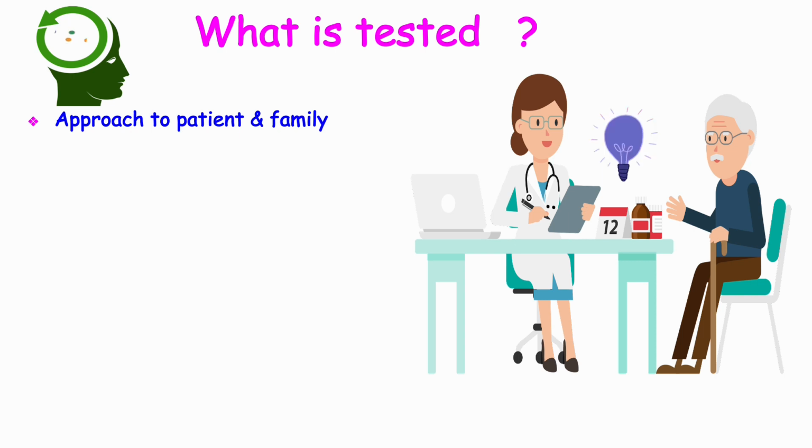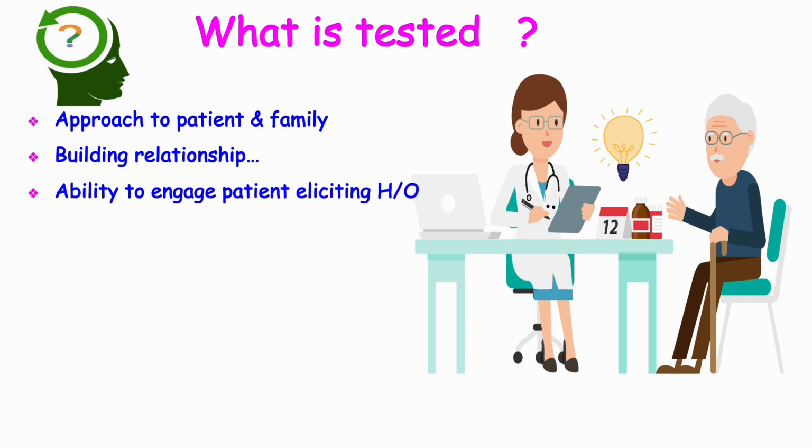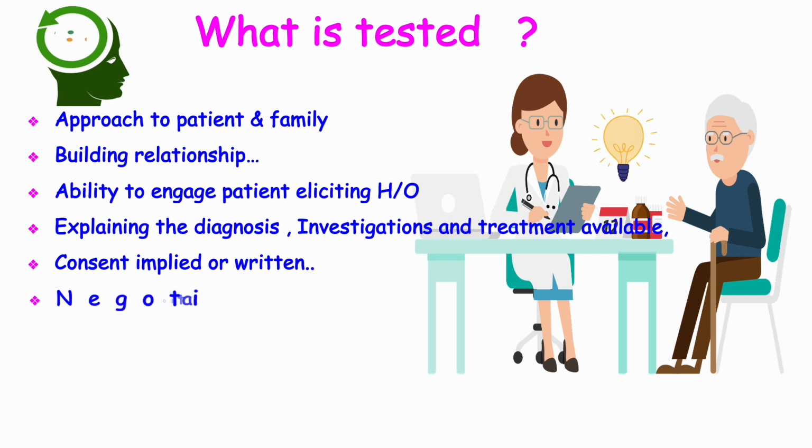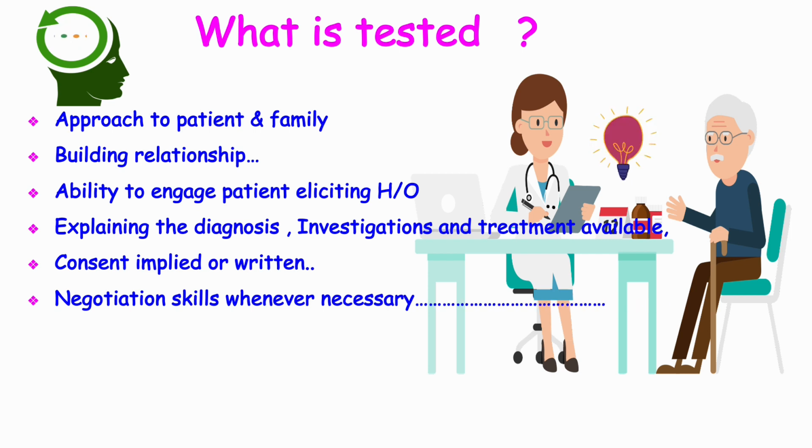The domain tests our ability to approach the patient and family. The role player is acting as a patient or a family member. You will be addressing either the patient or family member in this station. While conversing throughout this 10 minutes, building a good relationship and keeping the patient engaged while eliciting the history, explaining the diagnosis, investigation and treatment which are available, and taking consent, either implied or written, and negotiation whenever it is necessary, so that we come to a shared decision or conclusion. These are all being tested in this domain.